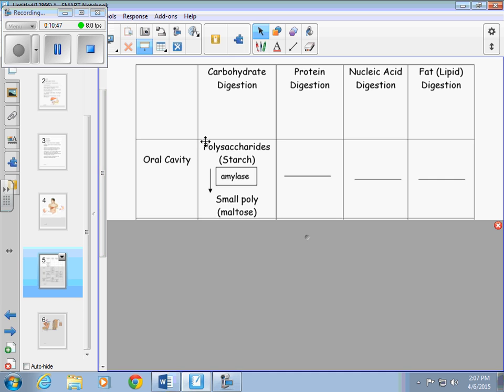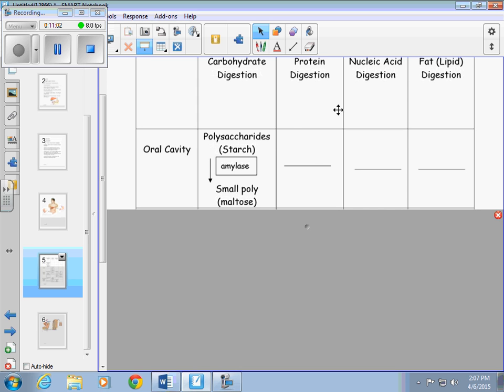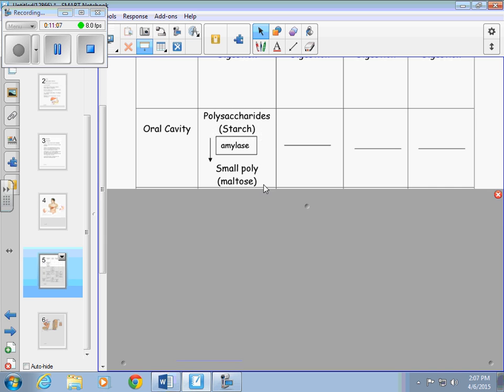In the mouth, the polysaccharides, which are very big and complex carbohydrates, we can also call them starch, are chemically digested by amylase into smaller polypeptides. Maltose would be a good example. Nothing else is chemically digested in the mouth other than carbohydrates.